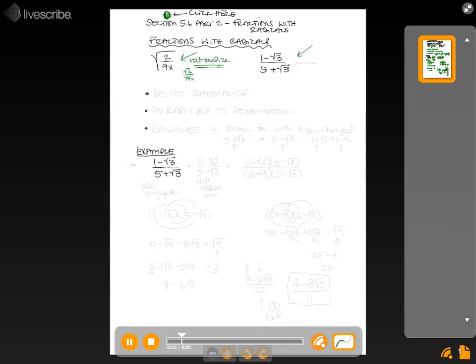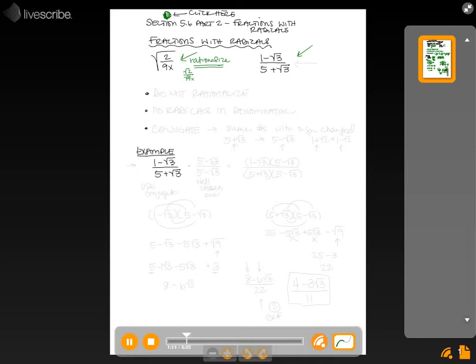This is the case we're going to look at today. Notice we have radicals in the numerator and denominator, just like we did in the other one when we split it up. However, it's not just by itself in the numerator and the denominator. We have a whole expression. Our numerator here is 1 minus square root of 3. There are two unlike terms there.